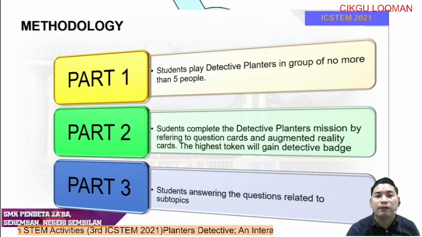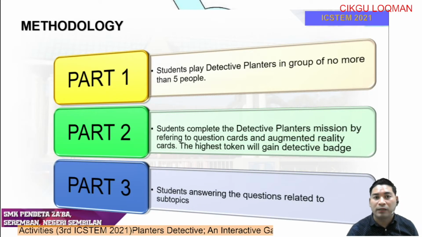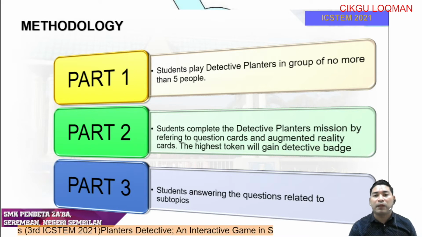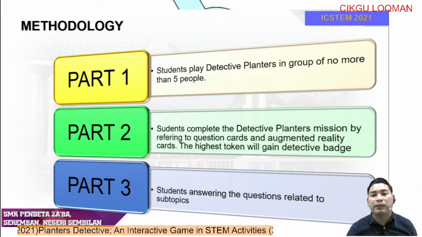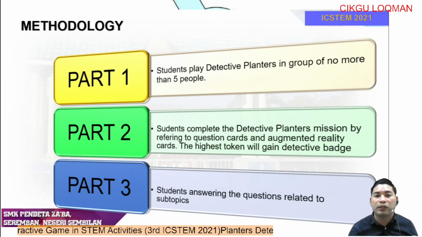The methodology of this innovation involves three parts. Part 1, students play Planters Detective in groups of no more than 5 people. Part 2, students complete the Planters Detective mission by referring to the question card and augmented reality card. The highest token gains the detective badge. Part 3, students answer questions related to the subtopic given by the teacher.